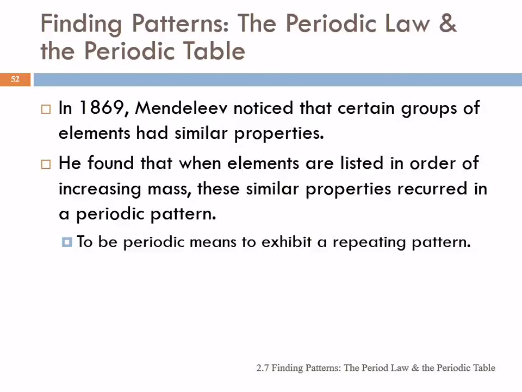So what he did was try to find an order or a pattern among these elements. I don't know exactly how he went about this, but I imagine he took index cards and thought, okay, here's fluorine and here's what I know about fluorine, and here's carbon and its properties, and then tried to arrange them to make some order of this. What he found was if you list them in order of increasing mass, then those similar properties recurred in a periodic pattern. Periodic means to exhibit a repeating pattern. It happens periodically, every certain amount of time or every certain number of elements.